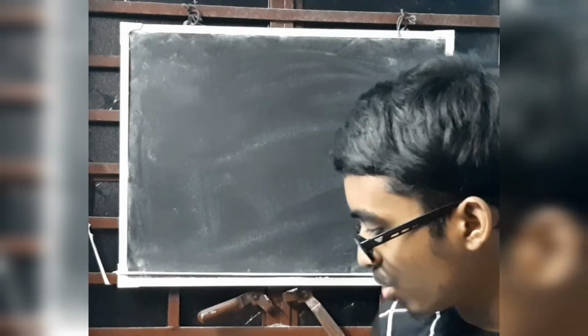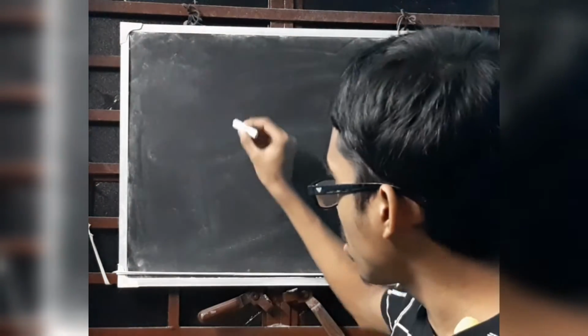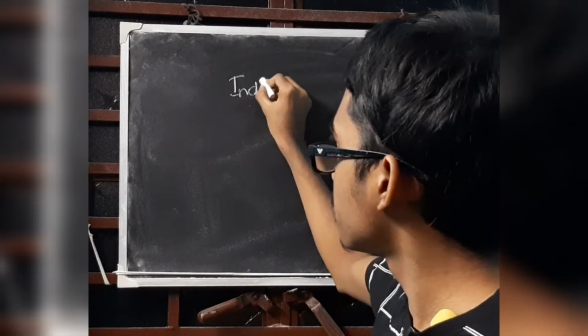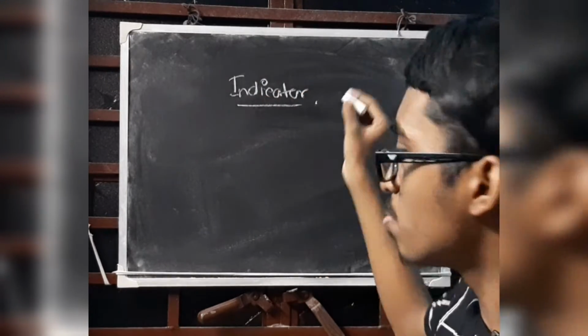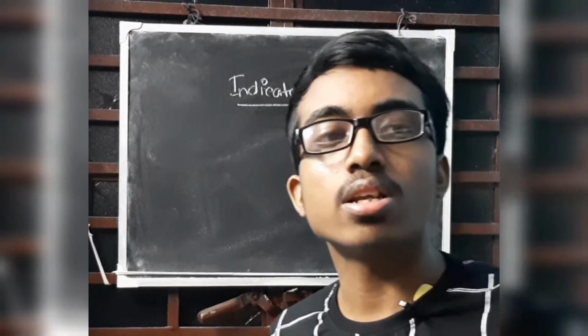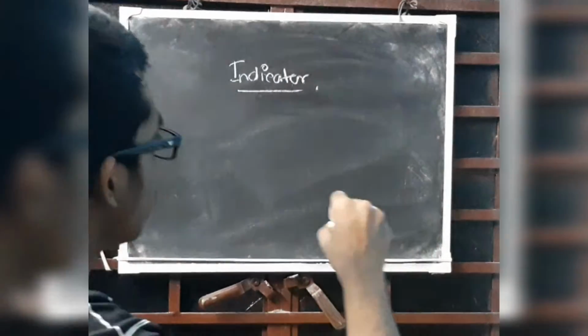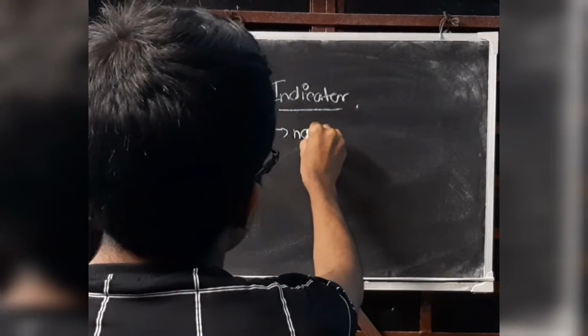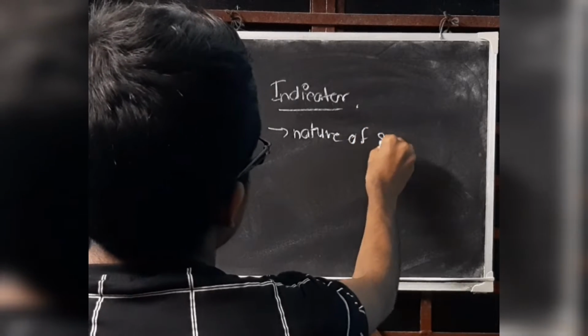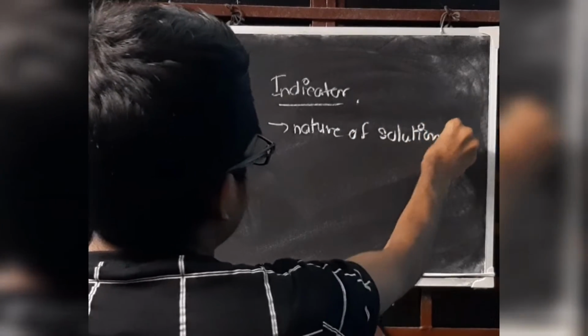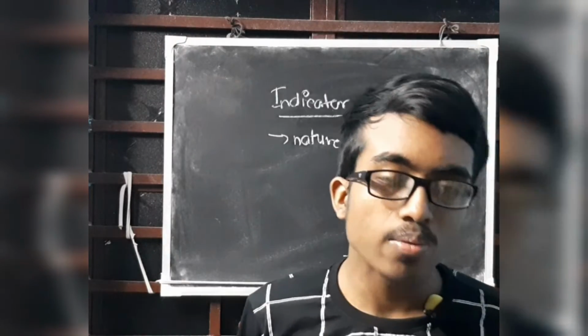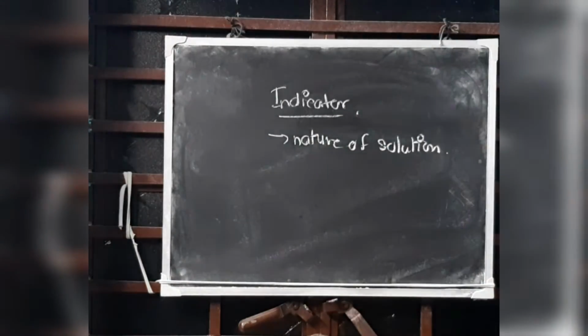The very first thing that you need to know in this chapter is what exactly is an indicator, because indicators will be coming later. What do I mean by the word indicator? By this word itself you can understand that it indicates something. What does it indicate? It indicates the nature of the solution that you are testing.